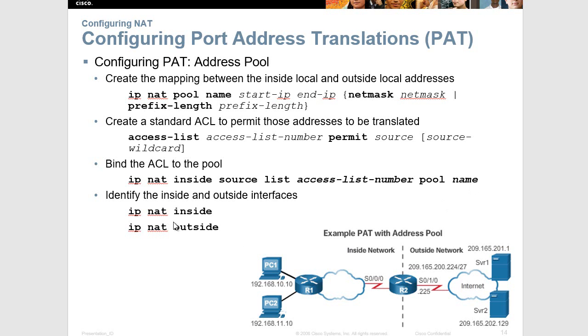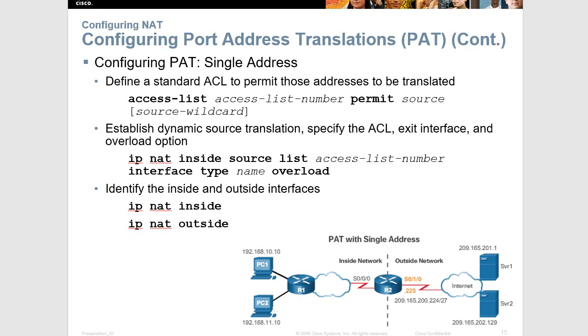Of course, we have our IP NAT inside and IP NAT outside that we configure, so you have that there. And this is again using a range of public IP addresses. If you just want to use a single one, it's a little different. If you're using a single public IP address, you're going to need to use the IP address of the outgoing interface that is on your device. That's what's going to end up happening.